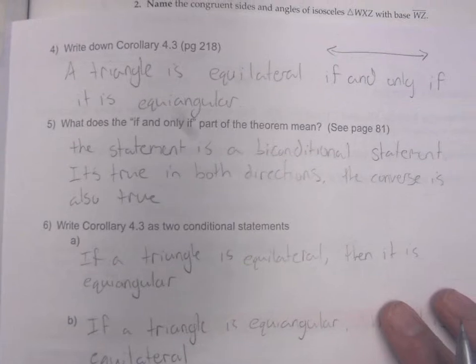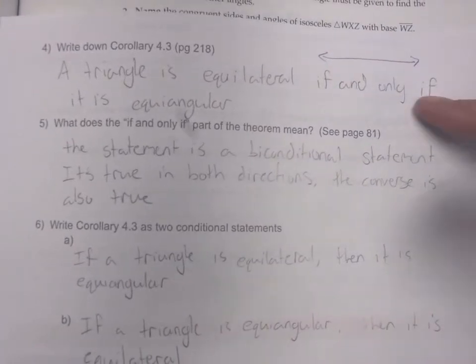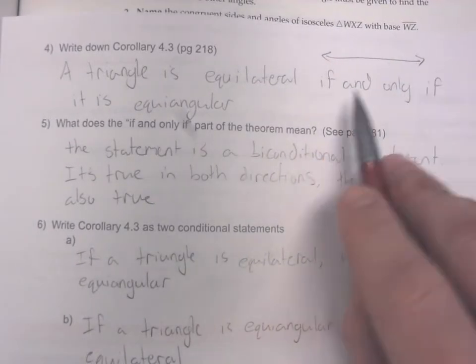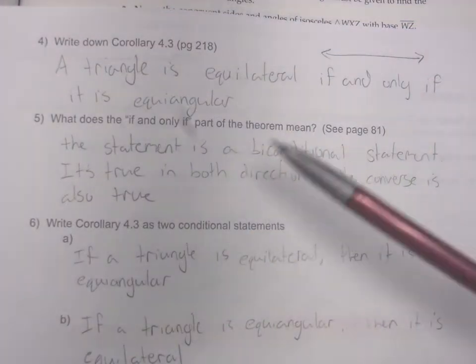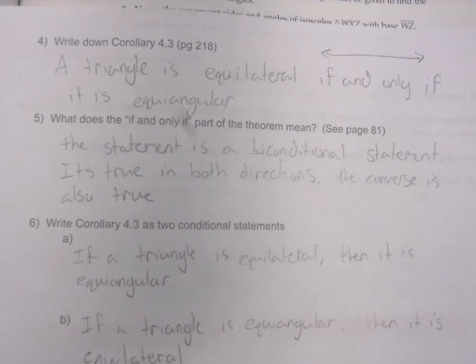So over here, I have written it down, and I actually drew a little arrow here, if and only if, just so I know that this statement can go in both directions. So if and only if, what does it mean? It means the statement is a biconditional statement. It's true in both directions, or the original statement and the converse are true at the same time.